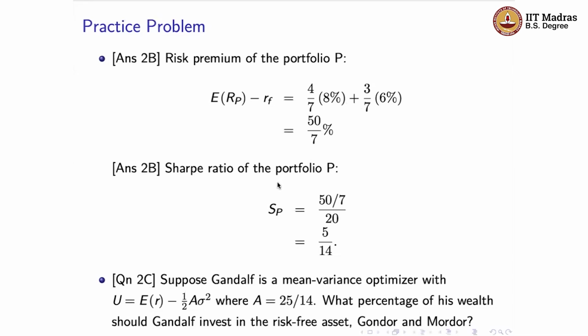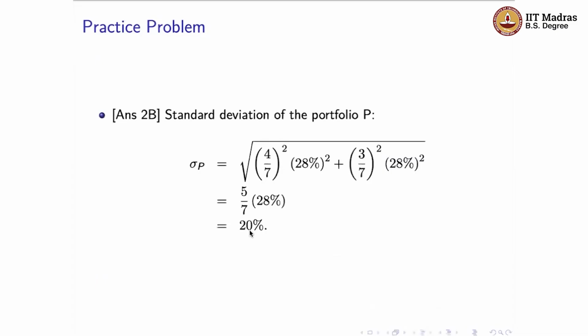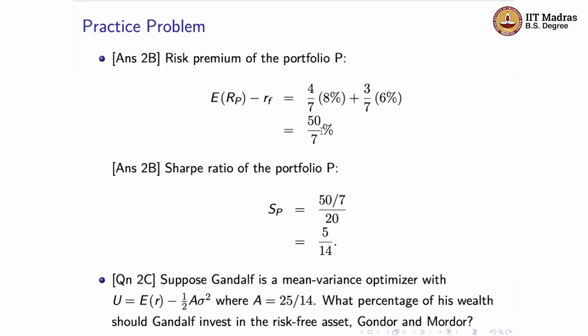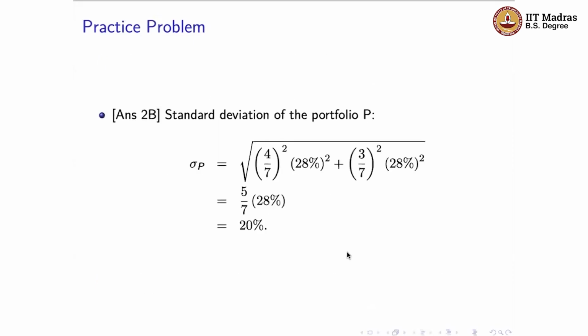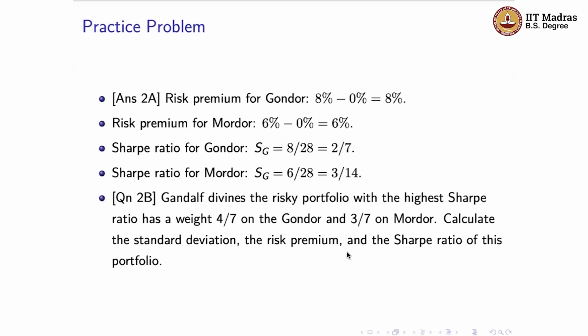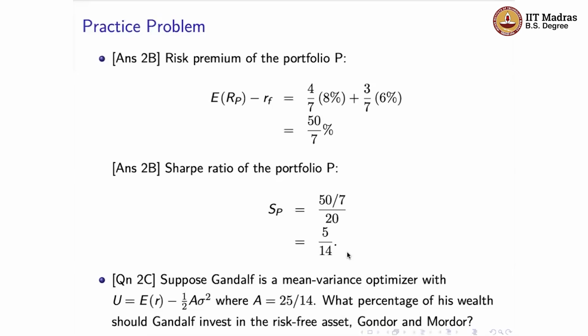Okay. What's the Sharpe ratio? That's the risk premium divided by the standard deviation. So we get 50 by 7 divided by 20. And if you do the simplification, this turns out to be 5 by 14. So this is basically the information that we have for the optimal risky portfolio.